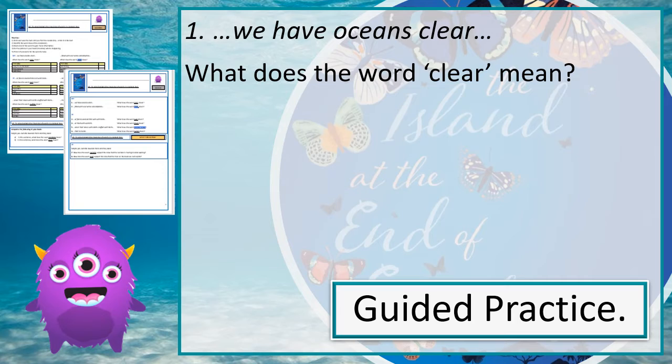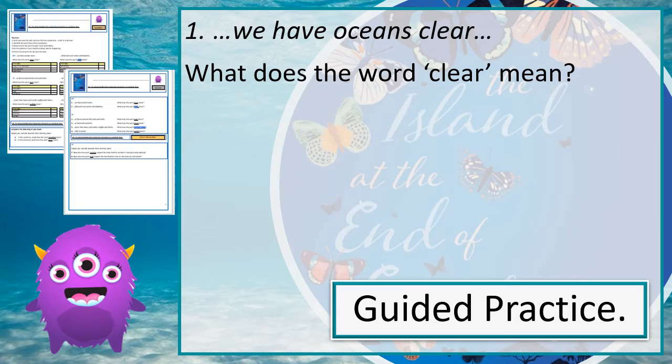So question 1 is we have oceans clear, and the question tells you that we're focusing on the meaning of the word clear. So I just need to picture in my head what something clear looks like, and I'm going to try and picture what a clear ocean looks like. So when I've got that picture in my head, I'm going to try and replace the word clear with another word. Now, the first thing that comes to my head is see-through. So we have oceans, see-through.